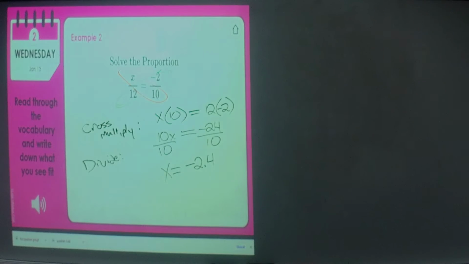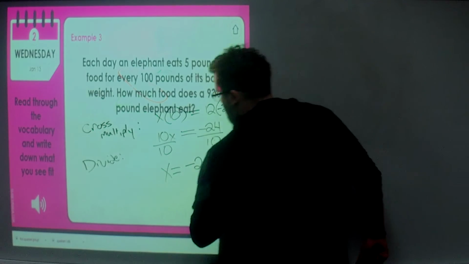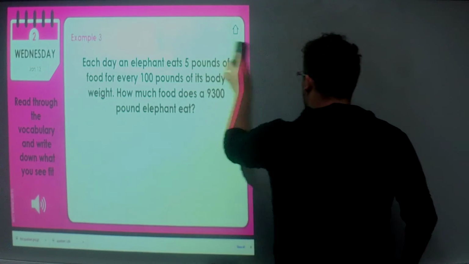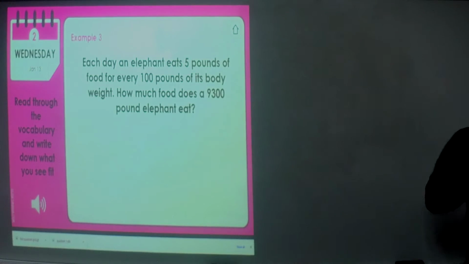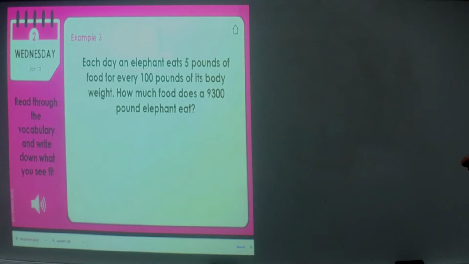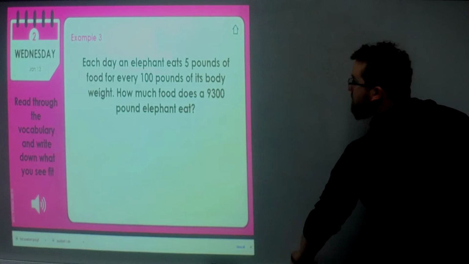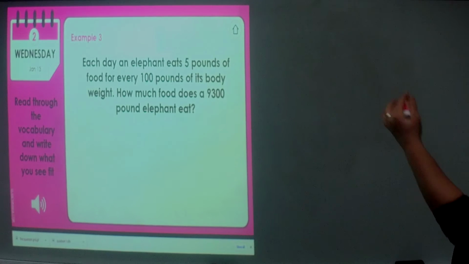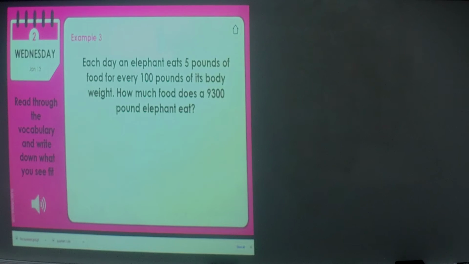We got one last example. Word problem. Let's break it down. Every day, an elephant eats 5 pounds of food for every 100 pounds of its body weight. How much food does a 9,300 pound elephant eat? Our first step here is let's identify the important parts.